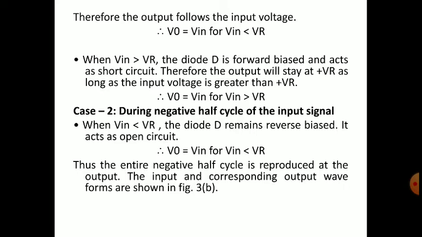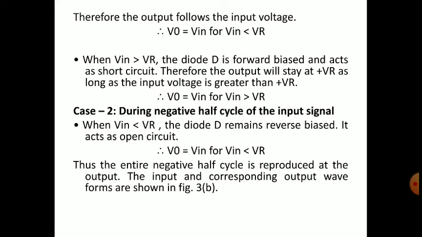So therefore the output follows the input voltage. V output is equal to V in for V input less than VR. When V input is greater than VR, the diode is forward biased and acts as a short circuit. Therefore the output will stay at plus VR as long as the input voltage is greater than plus VR.